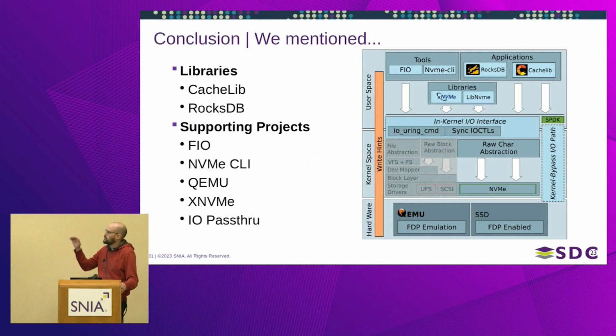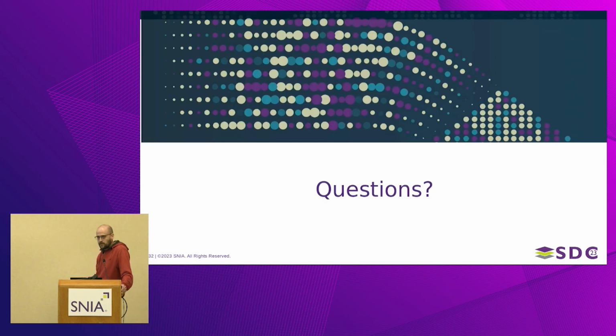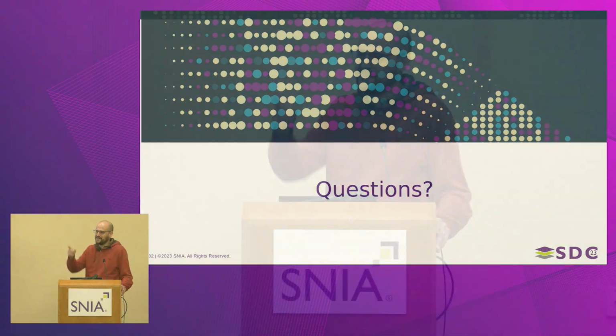So again, we talked about libraries, Cachelib, RocksDB. We gave some numbers. We talked about supporting projects: FIO, nvme-cli, QEMU, xNVMe, IO Passthru. We gave a bit of an idea of how to use things in the supporting projects, and what entailed the onboarding of FDP on all of these projects and libraries. Thank you for being here, and questions.